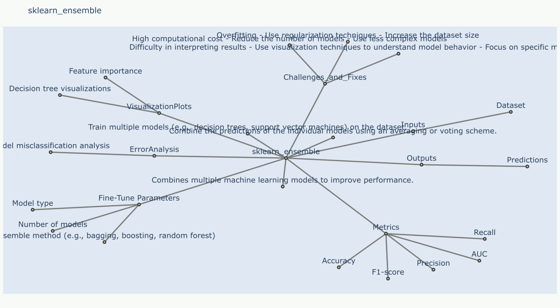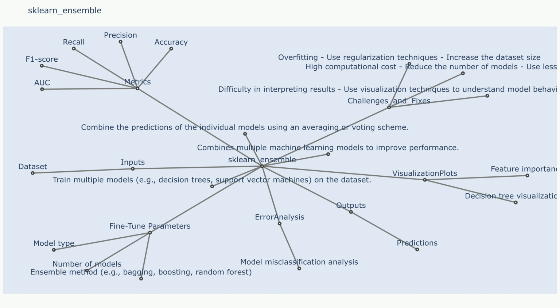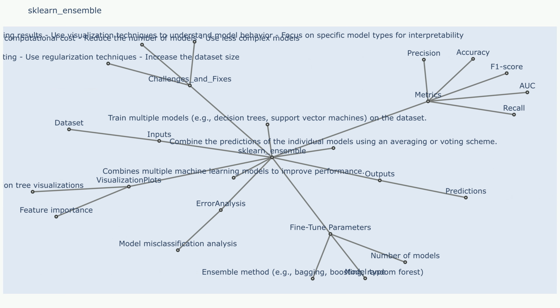Fine-tune parameters. Parameter 1. Explain in detail n_estimators. The number of base models (trees, etc.) in the ensemble. Increasing this can improve accuracy but may increase training time. Parameter 2. Explain in detail max_depth. The maximum depth of individual trees in the ensemble. This helps prevent overfitting, which can occur when trees grow too deep.